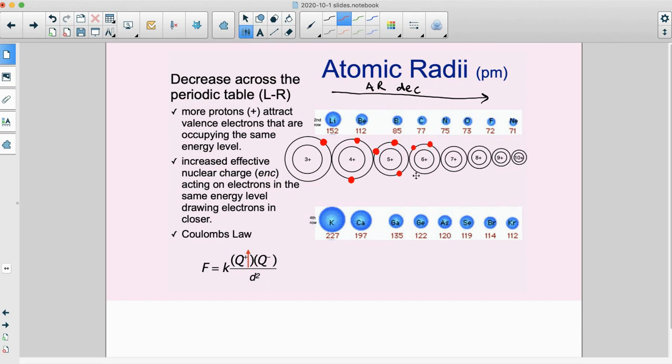1, 2, 3, 4. 1, 2, 3, 4, 5, 6 for oxygen. See if I can crowd them all in. Oh, fluorine's going to be a little bit difficult. And then neon has 8. I'm really going to have to crowd those. Okay, so we are adding into the same shell.